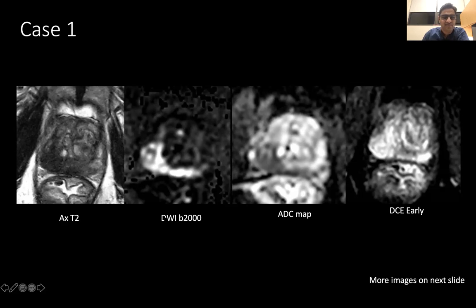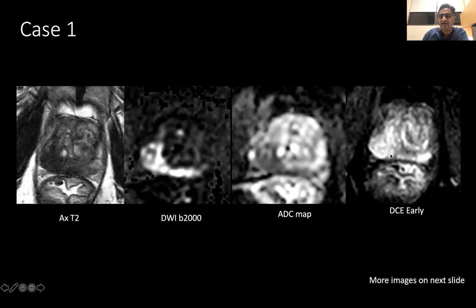As we get into the first case, we see a homogeneously T2 hypointense abnormality in the entire peripheral zone of the prostate, almost involving the entire peripheral zone on the right side. As you see here, it's homogeneously hypointense on T2 with marked restricted diffusion extending to the left side of the prostate, almost to the medial aspect. And as you see here, it's dark on the ADC, consistent with marked restricted diffusion.